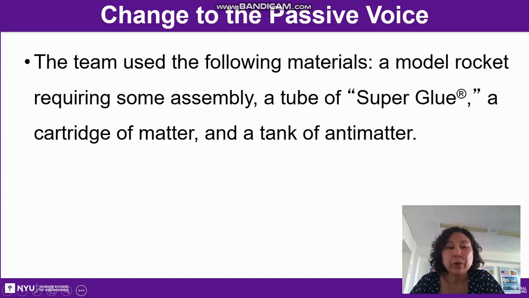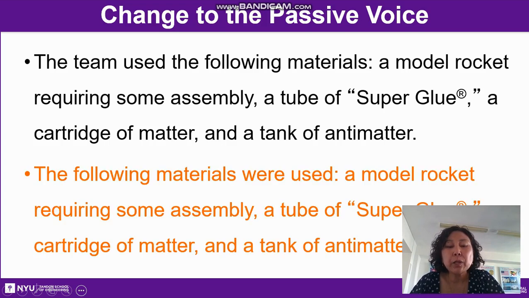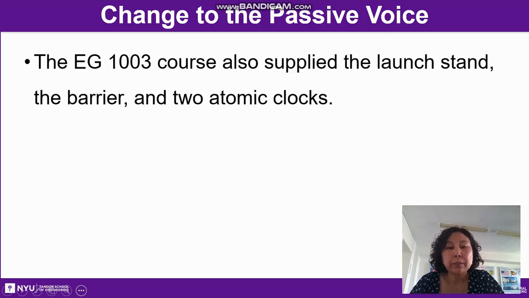Using the passive voice. The team used the following materials: a model rocket requiring some assembly, a tube of super glue, a cartridge of matter, and a tank of antimatter. The following materials were used: a model rocket requiring some assembly, a tube of super glue, a cartridge of matter, and a tank of antimatter. It is passive voice.